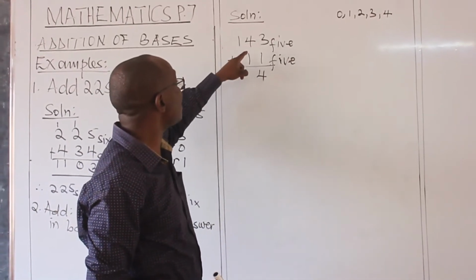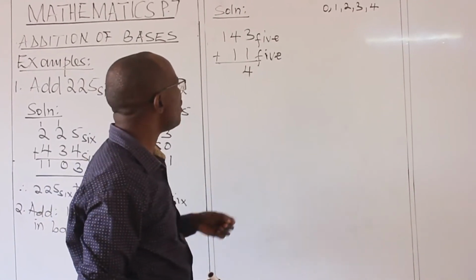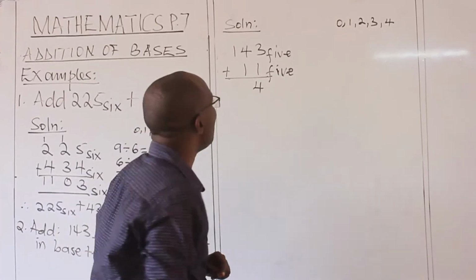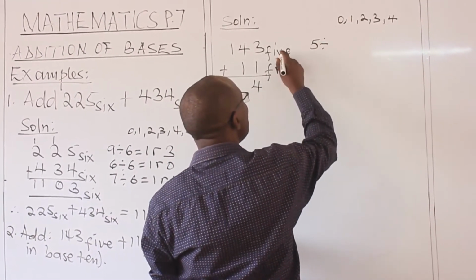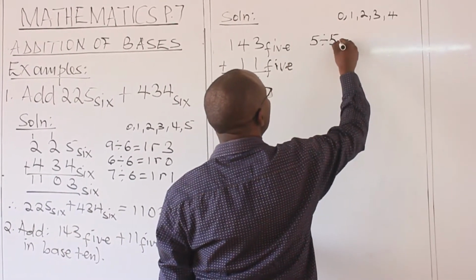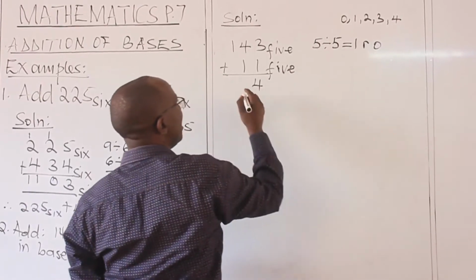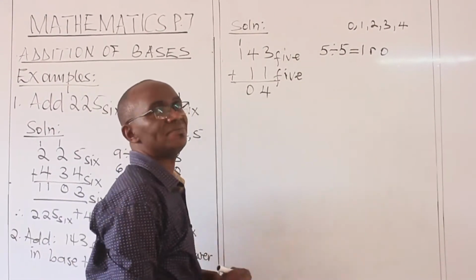4 plus 1. 4 plus 1 is 5. We cannot write 5 in base 5 because it is equal to the given base, which is 5. So what do we do? Then we divide 5 by the base, which is 5, to get 1 remainder 0. So we write the remainder and carry the whole number to the next place value.